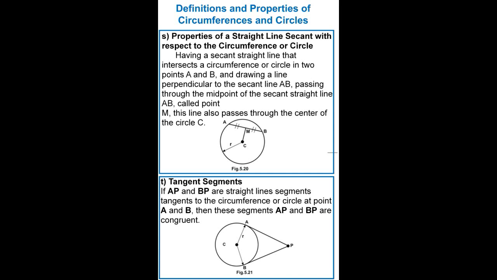This slide shows the properties of secant lines on a circumference. Figure 5.20 shows a circumference with center C and radius R, with a secant line that generates 2 points, A and B, on the curve. And these points are joined by the straight line AB. At the midpoint of the segment AB, called the point M, a straight line perpendicular to the segment AB is drawn. This line will pass through the center C of the circumference.